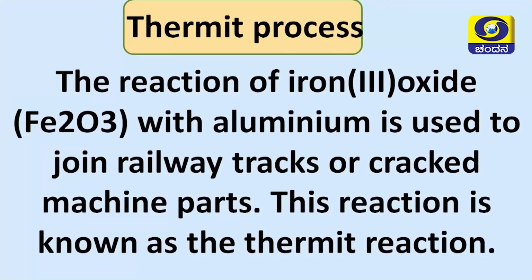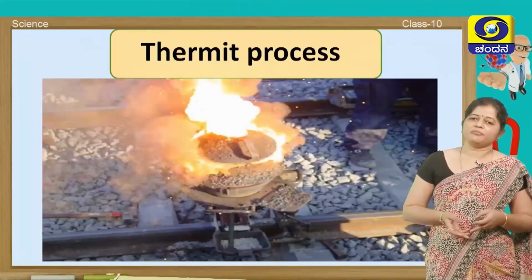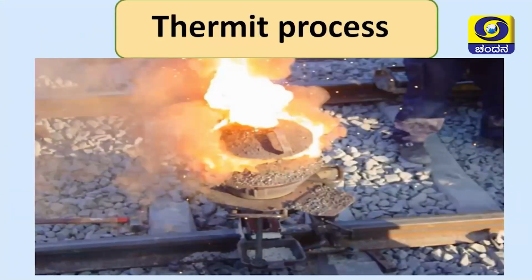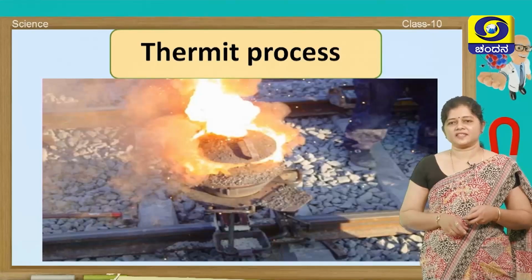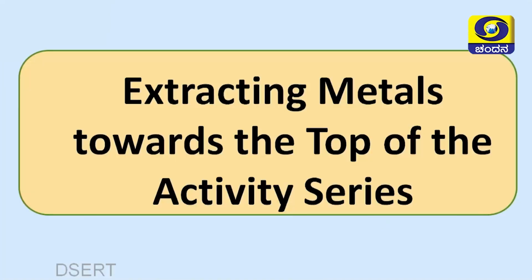The reaction of iron(III) oxide with aluminium is used to join railway tracks or cracked machine parts. This reaction is known as the thermit reaction. This process is generally employed in repairing railway tracks which are broken. So, now you can see here the thermit process is employed in joining damaged railway tracks.